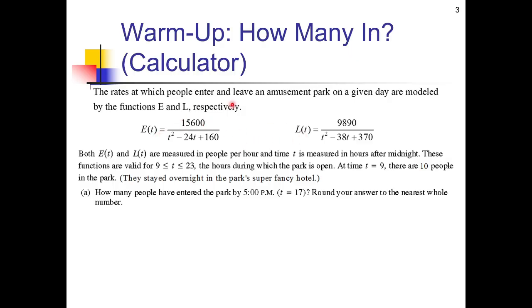So let's take a look at the background story to what we're going to be doing over the next few minutes. We have an amusement park, and the rates at which people are entering and leaving this amusement park on a given day are modeled by the functions E and L below, respectively. So the E function is for entering, the L function is for leaving, and these are both sort of rational kind of functions here. Now they're telling us both of these functions are measured in people per hour, and time is measured in hours after midnight, so that's going to be important.